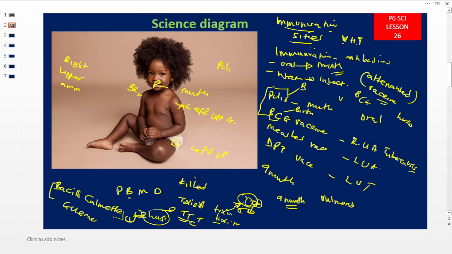So this has been our science diagram. Let me hope that you've remembered the sites and the vaccines and the diseases and at what age and when. Okay, so let us move on and see what 26 is having for us.